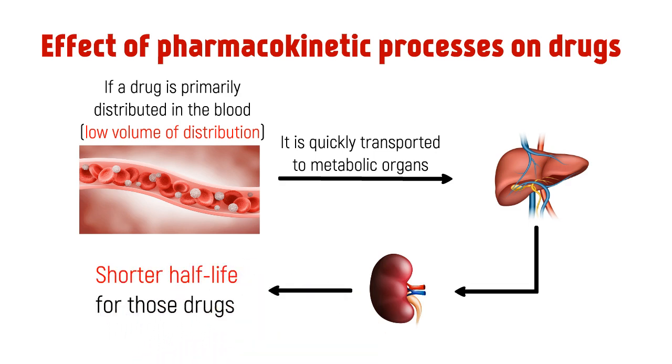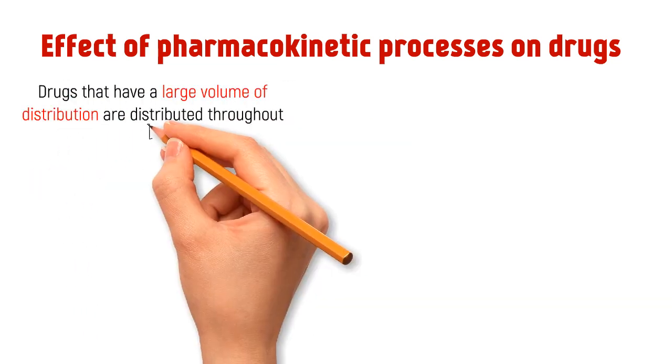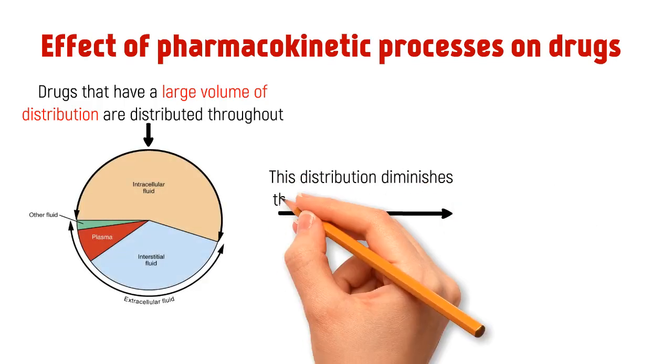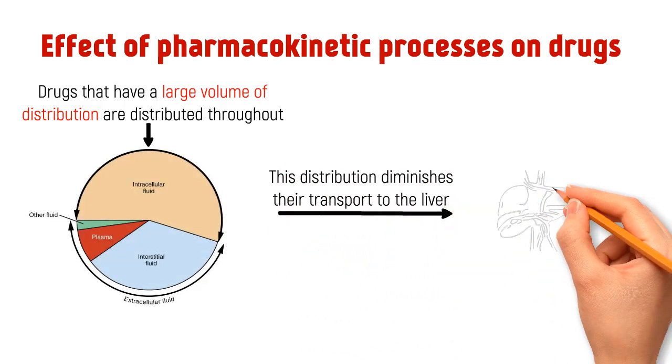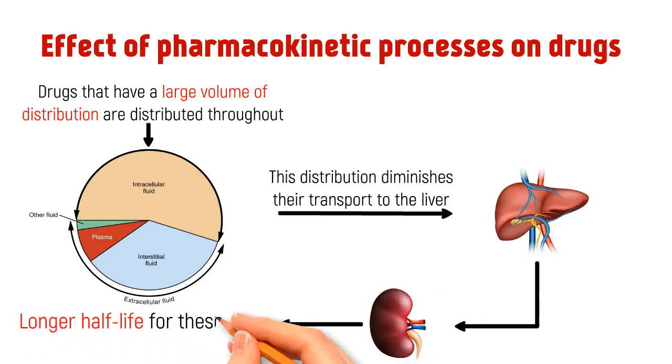Conversely, drugs that have a large volume of distribution are distributed throughout interstitial and intracellular fluids in addition to the bloodstream. This distribution diminishes their transport to the liver, leading to a reduced rate of excretion by the kidneys, which ultimately results in a longer half-life for these drugs.